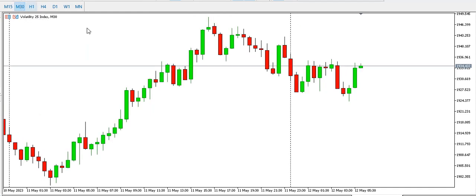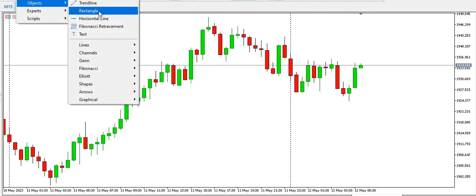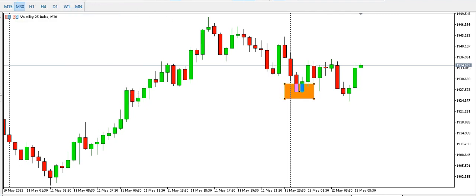Let's quickly go to the 30 minutes time frame. You can see the double bottom much more clearly. Okay, look at this bottom, and look at this bottom.